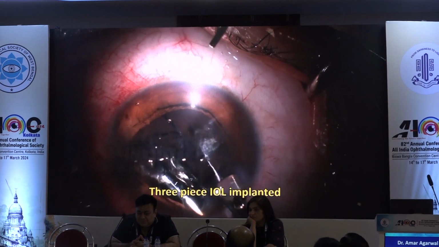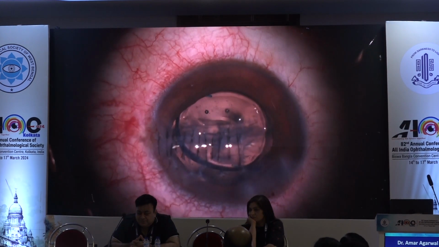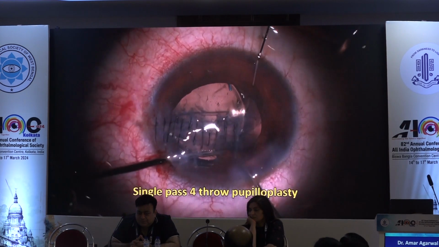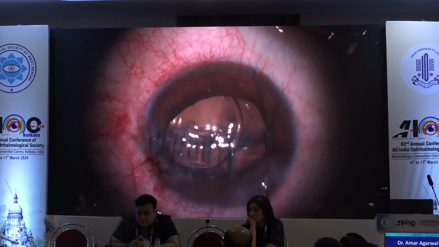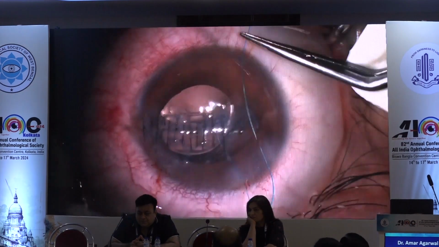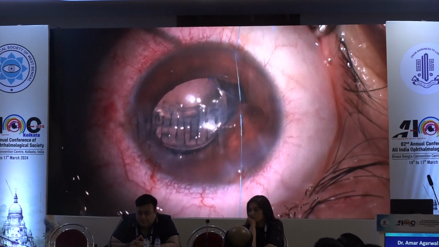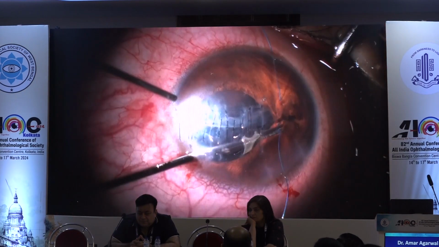Anyway, I put the 3-piece IOL inside. I always choose 3-piece IOL because if suddenly I go into a complication, I can convert to glued IOL. Okay? So in such cases, you'll be better off with a 3-piece IOL. At least for me, I feel it's always better off. Now anyway, I'm doing my 4th row pupiloplasty. 3 minutes left, but let's understand how to close up this case.